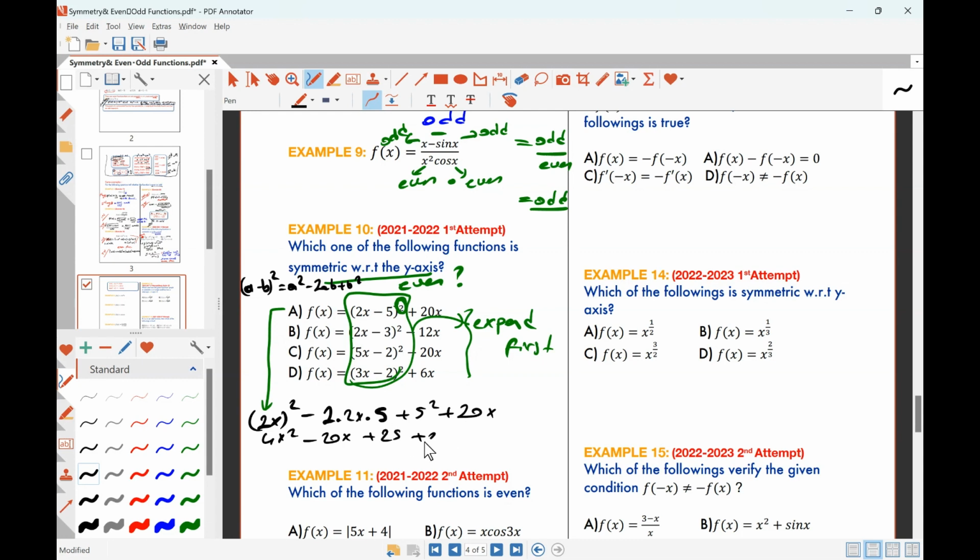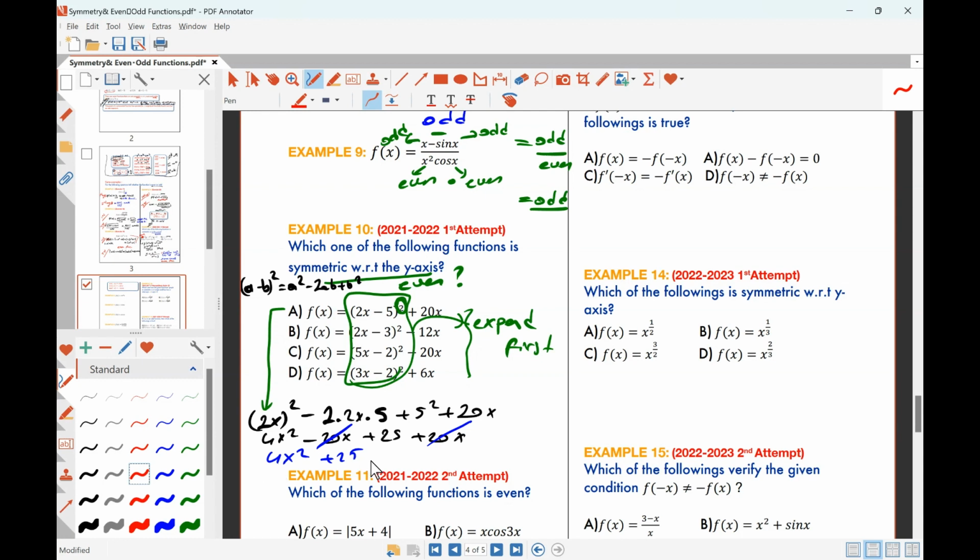Here you have plus 20x. So minus 20x and plus 20x will cancel each other. We are just left with 4x squared plus 25. So is this an even function or odd? Let's just take a look at this.